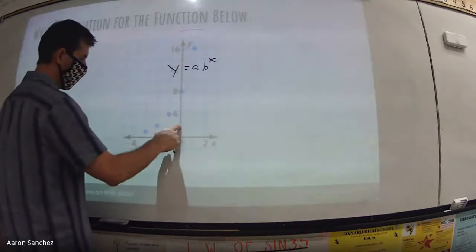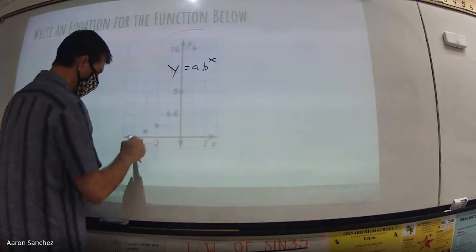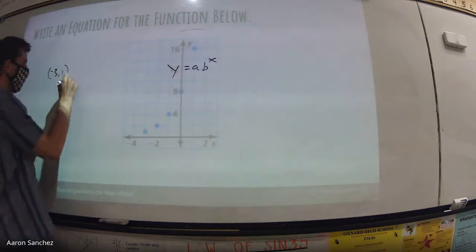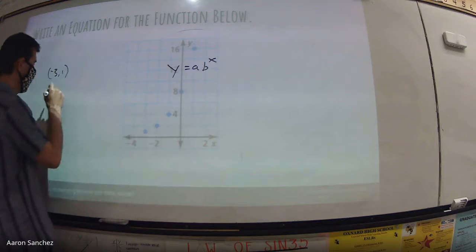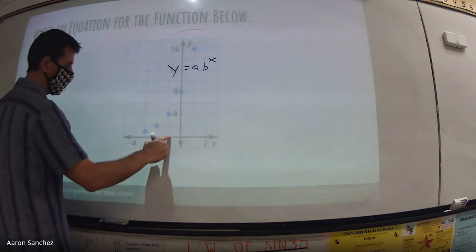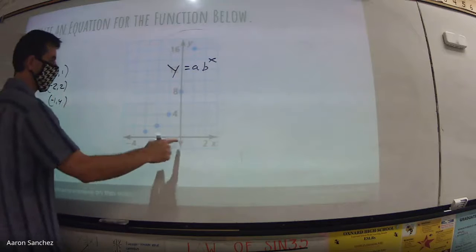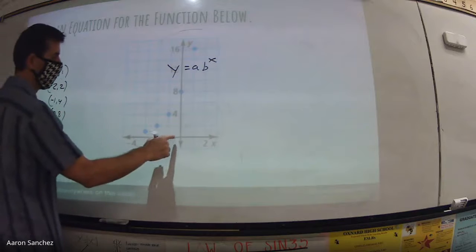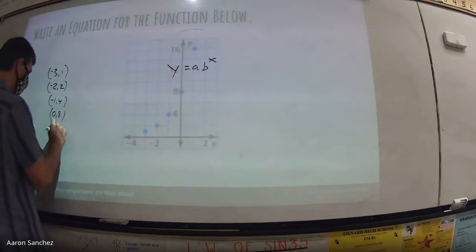Notice this is 2, 4. So this would be 1. This is 1, -2. So this point here is I go -3 up 1. This one I go -1, -2, and this goes up 2, -2 up 2. We've got to write an equation for this. This is -1, 4. This is 0, 8, and 1, 16. What do you notice here?